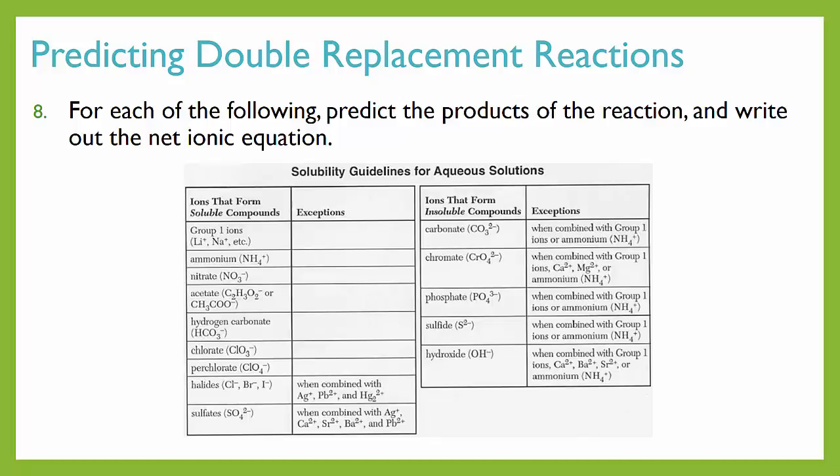For the next set of questions, we're going to be predicting the products of double replacement reactions. And we need to use our solubility guidelines because we need to determine if the reaction occurs, and if it does, we have to write out our net ionic equation.